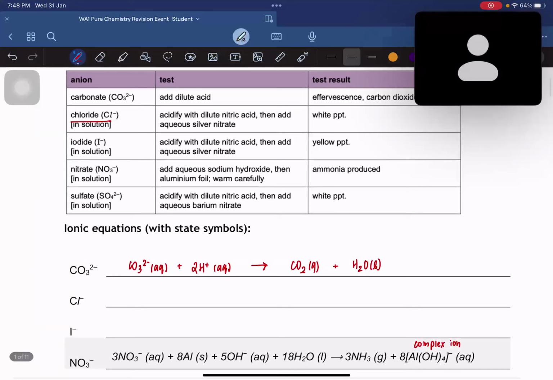Okay, so as I said, chlorides, bromides, iodides, they are all halides. So to test for group 7 halides, it's the same test. We first add dilute nitric acid, and then silver nitrate. Okay, one question, why do we need to add acid first? Why can't we just straight away add silver nitrate? Has anybody asked you guys this question before? You want the answer?